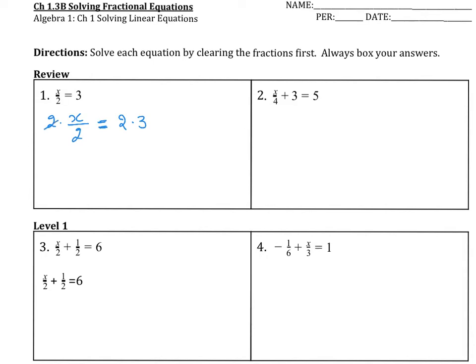Now the 2 and 2 cancel each other, and then we get x by itself, and 2 times 3 would be 6. X equals 6 will be your answer.